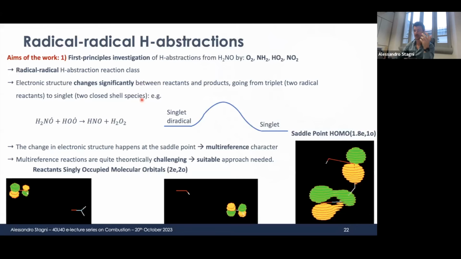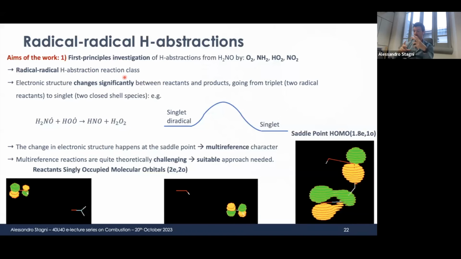And this was not immediate from a theoretical point of view, because in the case of H2NO, we need to study this particular class of reactions, which is radical-radical H abstraction. And this reaction class is kind of peculiar because the electronic structure changes significantly between reactants and products.